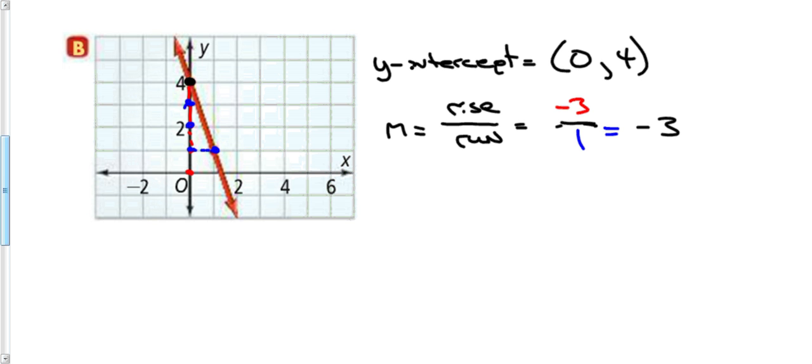Okay, so now that I have my intercept and my slope, I can now write an equation. So y would be equal to -3x plus 4. Okay, so -3x plus 4.